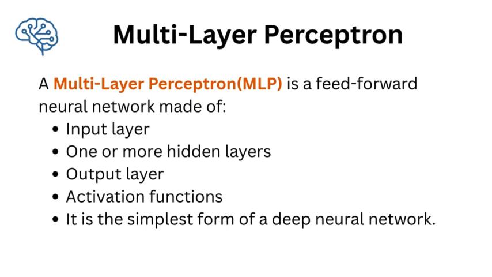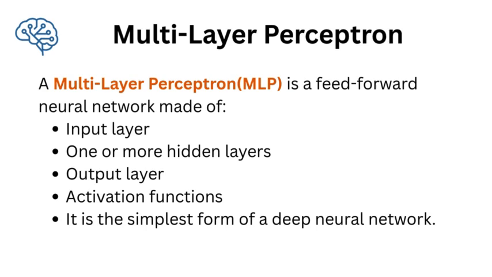In previous lectures, we have seen different types of activation function, their pros and cons. Now let us move to an important neural network architecture called multi-layer perceptron, commonly known as MLP. A multi-layer perceptron is a feed-forward neural network, which means information flows only in one direction from input to output.